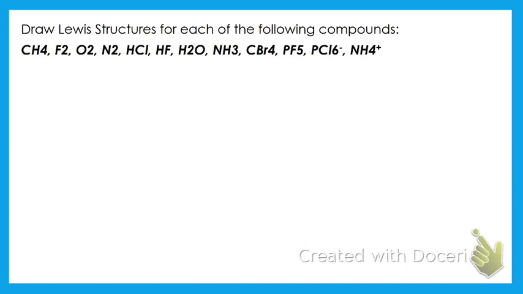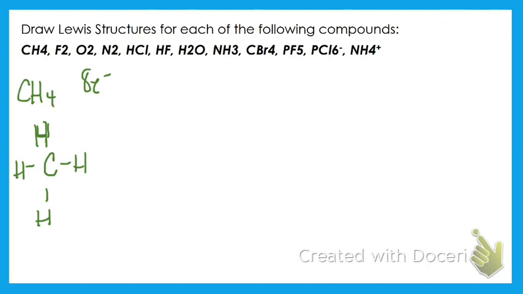Okay, we'll start with the easy one, CH4. How many total valence electrons are going to be present in this structure? 8. Why? Because carbon has 4, hydrogen has 1, and there's 4 of them, so 8 electrons. So I'm going to draw my central atom, which is going to be carbon, and I'm going to attach all 4 hydrogens. Each line represents how many electrons? 2. So I have 8 electrons, so I'm done. That's the easy one. Okay?